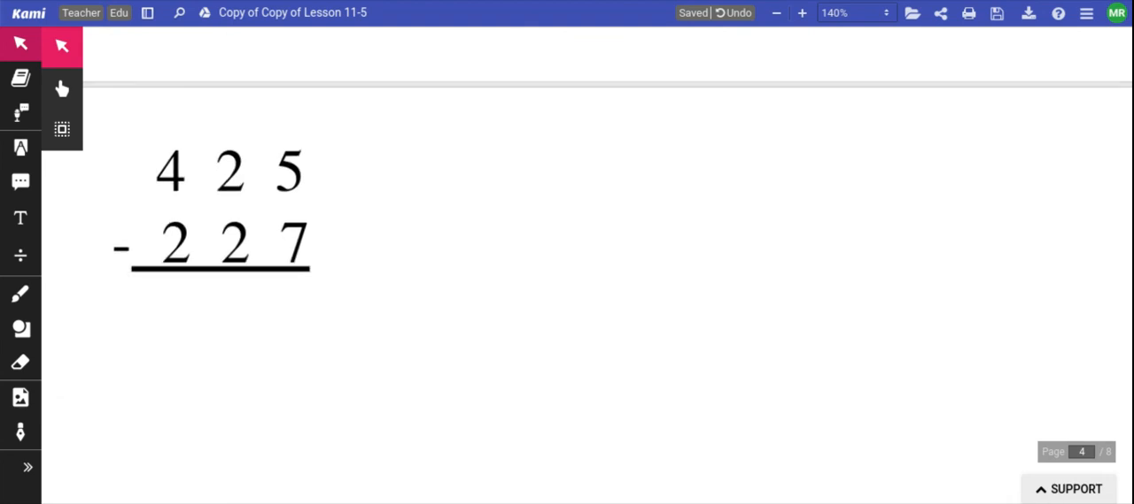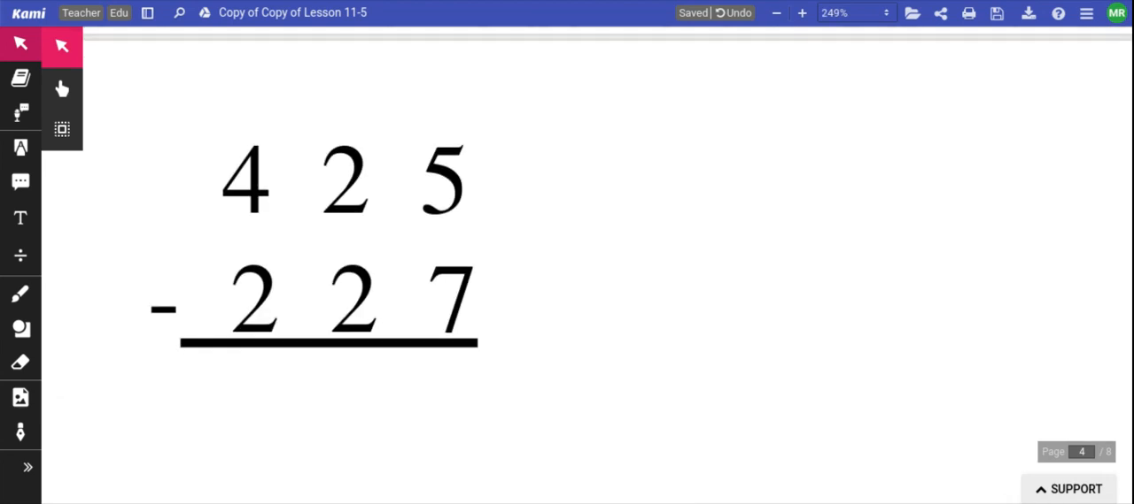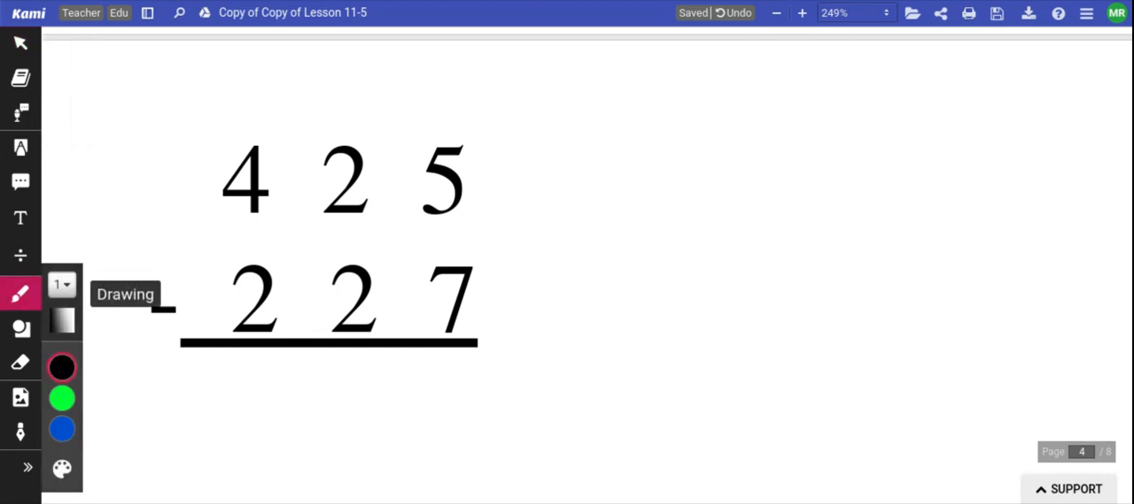So for this way, I'm going to go straight to cookies here. Okay, so 5 cookies. Can I eat 7? I cannot. So I go next door to Mr. Tens. This 2 becomes a 1. This 5 becomes a 15. 15 ones. So I've got 15 minus 7, which equals 8.